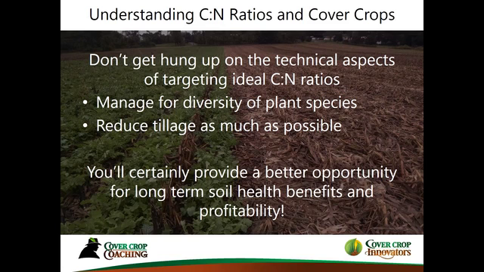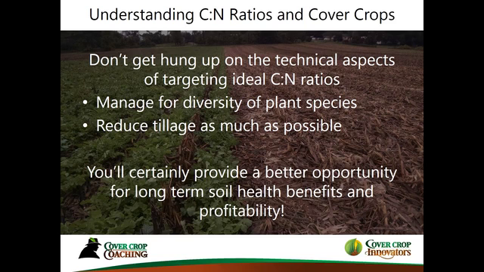This is my last slide, but don't get hung up on all the technical aspects of targeting ideal C to N ratios. It's more about managing for diversity of plant species if you're going to do this automatically. That's a loaded bullet point, because I'm not just talking about cover crops. I'm also talking about diversity of cash crops as much as possible. I understand limitations, but start to think about how you can mix things up. That is very, very beneficial.